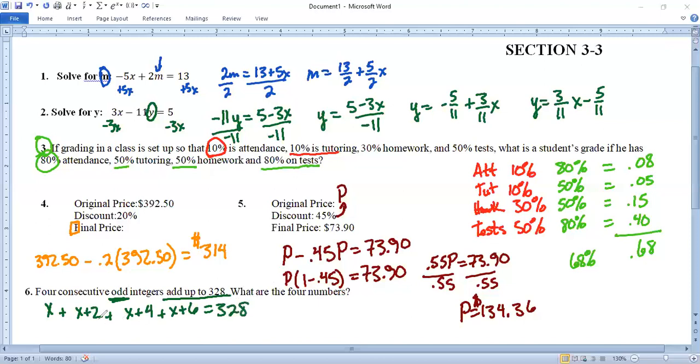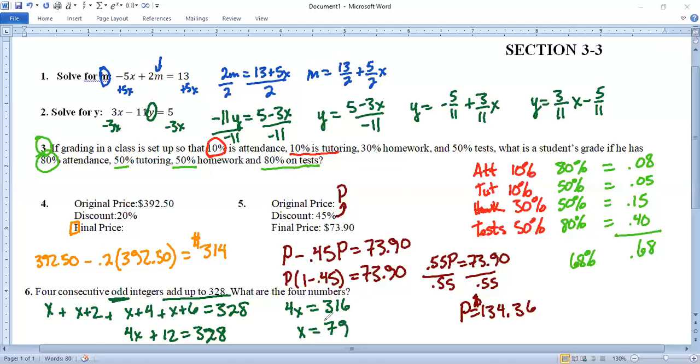Excellent. Oh, we can solve this. 1, 2, 3, 4x plus 12 equals 328. Subtract 12 from both sides, and we get 4x equals 316, and then divide by 4. So we get x equals, what is that, 79?